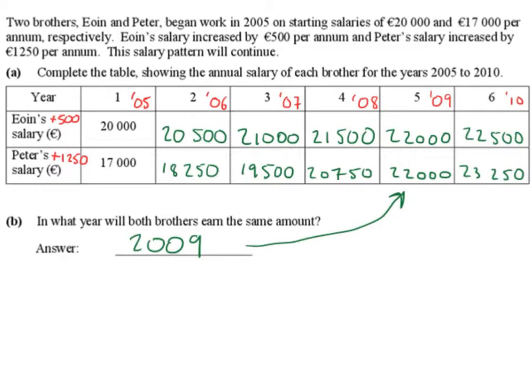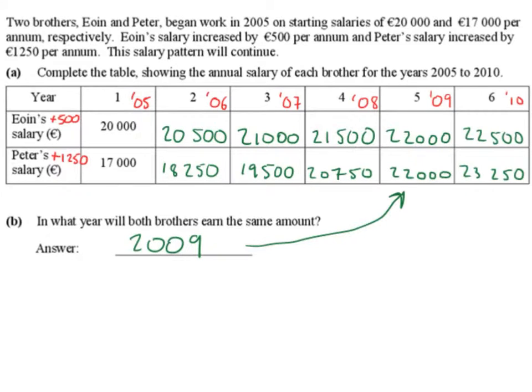So Peter's salary started at 17,000 and increased by 1,250 per year, 1,250 per annum or per year. So 17,000 plus 1,250 is 18,250. 18,250 plus 1,250 is 19,500. 19,500 plus 1,250 is 20,750.